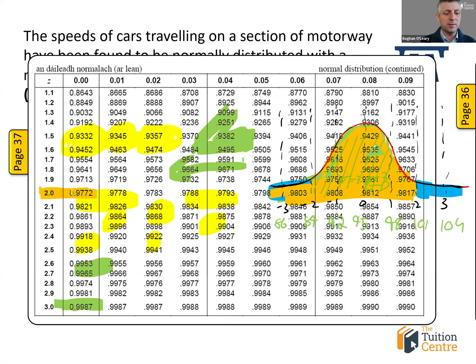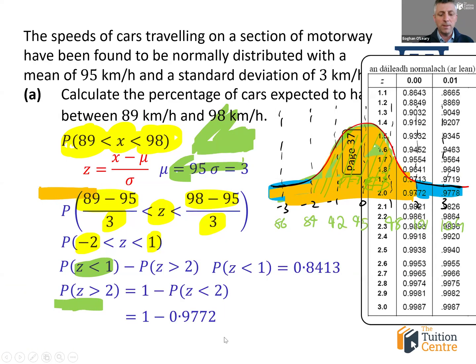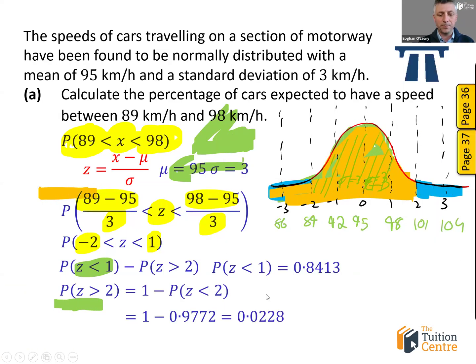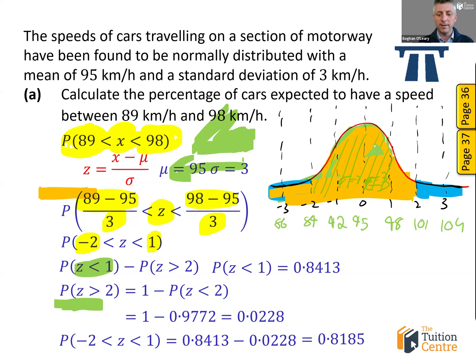Here we go, 0.9772. So I'm going to subtract that away from 1, and we're going to get 0.0228. So I'm going to subtract that away from my 0.8413, and I'm going to get a final answer, which is 0.8185. And after all that work, I might be tapping myself on the back saying, God, that was great, well done.